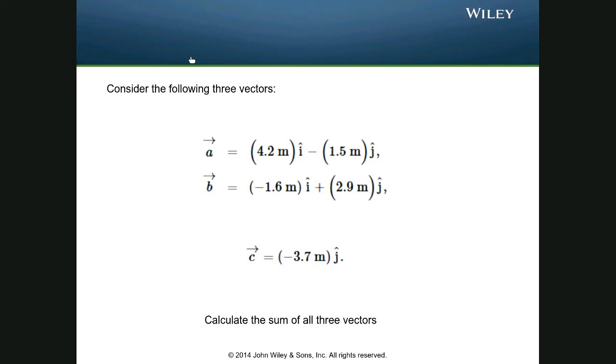Okay. So, anyone get anything? Okay. That seems reasonable. 2.6 minus 2.3. Good. All right. Let's see if that's the way to do it. By just looking at the I parts, we have 4.2 minus 1.6. That's 3.2. So 2.6 sounds right to me.